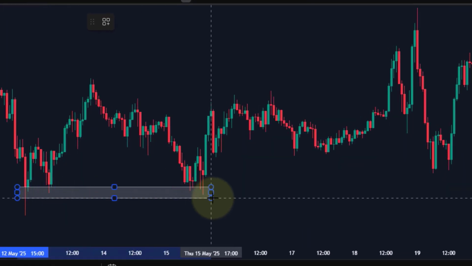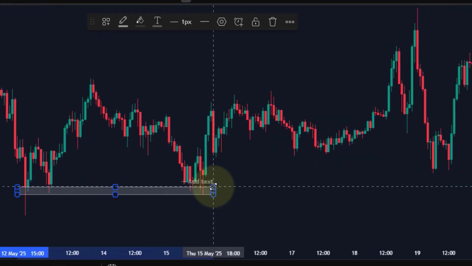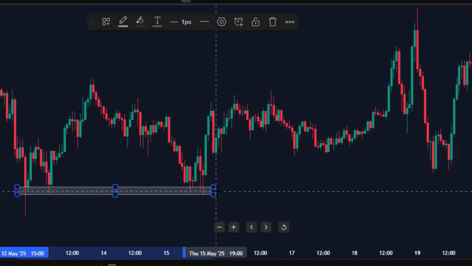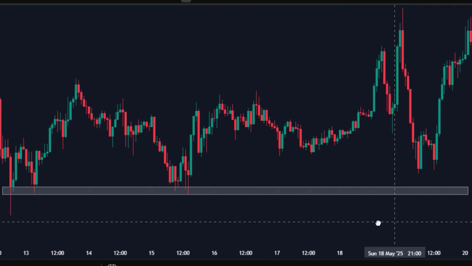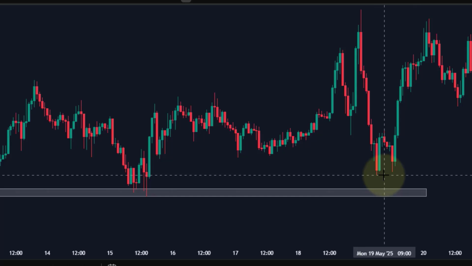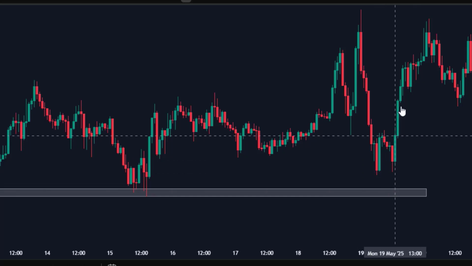Here is another example. We can draw a support zone here by combining these lows. You can see that this support zone actually worked later. Price came close to the support zone and moved up.